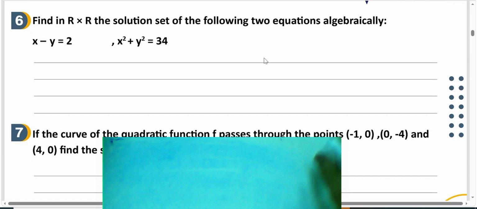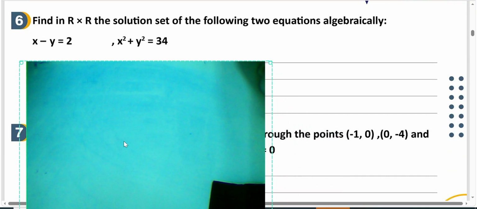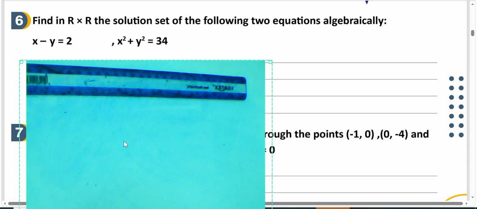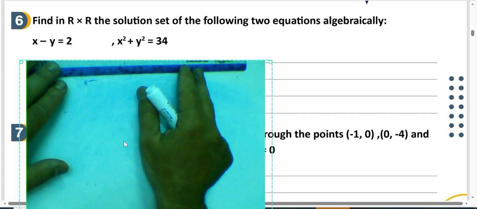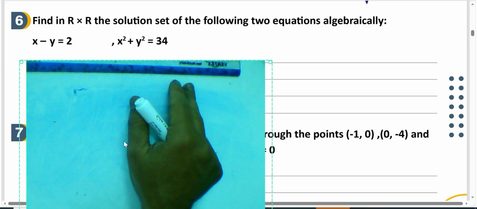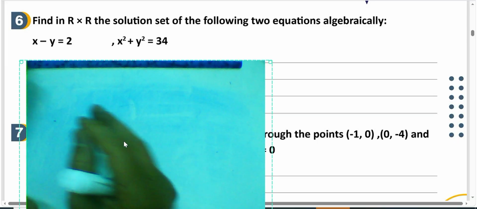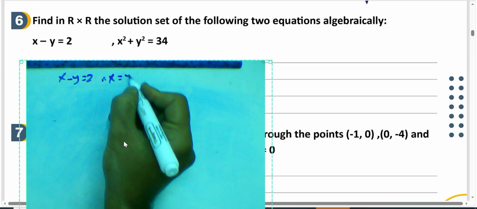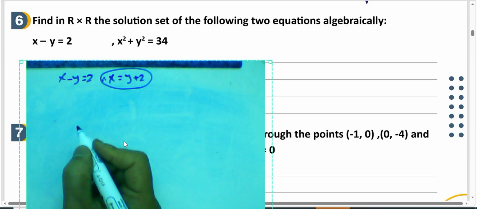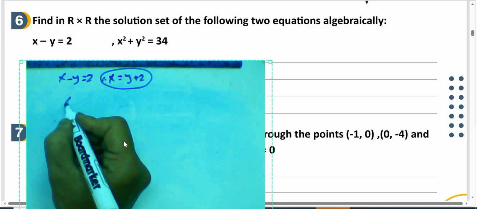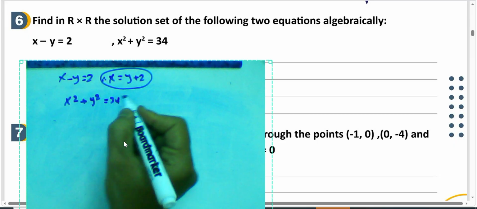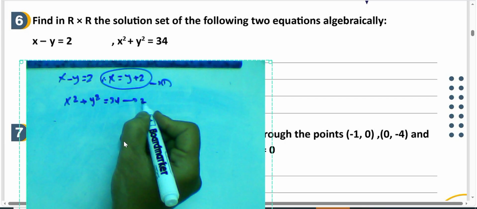The solution set of the equation, algebraically: we have x minus y equals 2, then x will be y plus 2, and second we have x power 2 plus y power 2 equals 34. This is relation number 1, and this is relation number 2.